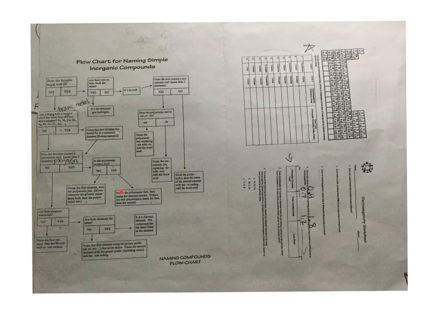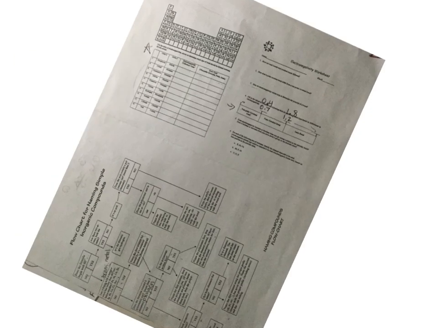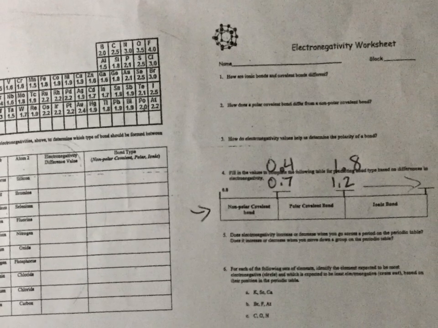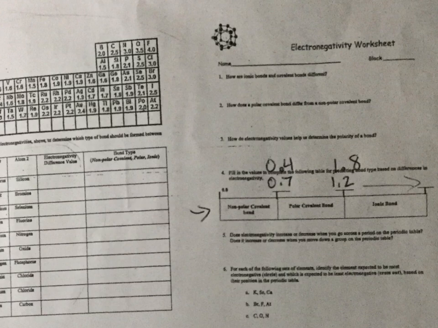So we've already focused on the flowchart side. We're going to be focusing in on this side. So just rotate your page so that you're looking at it like this, okay? And so basically, this topic is about bond polarity, all right?